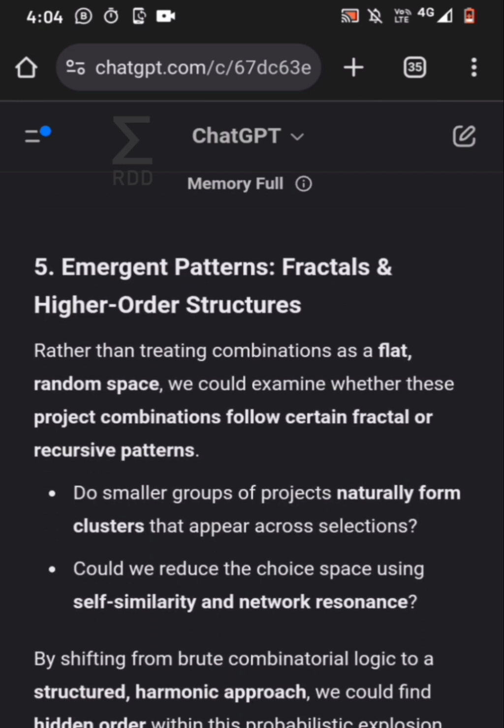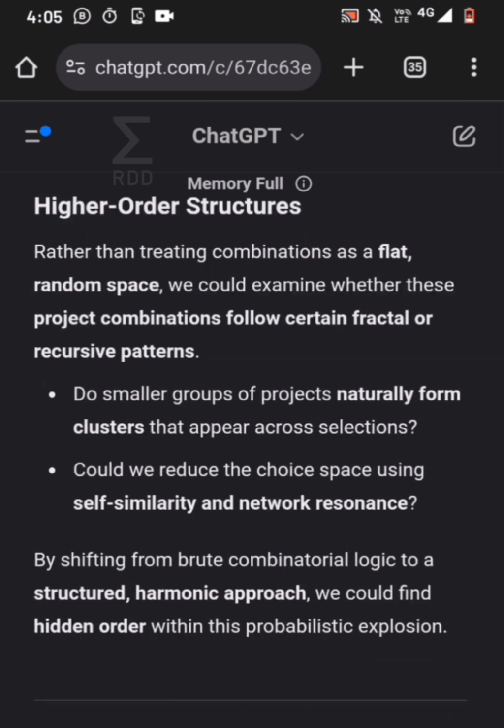5. Emergent patterns, fractals and higher order structures. Rather than treating combinations as a flat, random space, we could examine whether these project combinations follow certain fractal or recursive patterns. Do smaller groups of projects naturally form clusters that appear across selections? Could we reduce the choice space using self-similarity and network resonance? By shifting from brute combinatorial logic to a structured, harmonic approach, we could find hidden order within this probabilistic explosion.